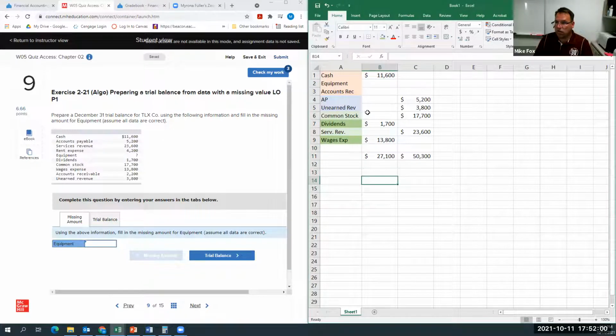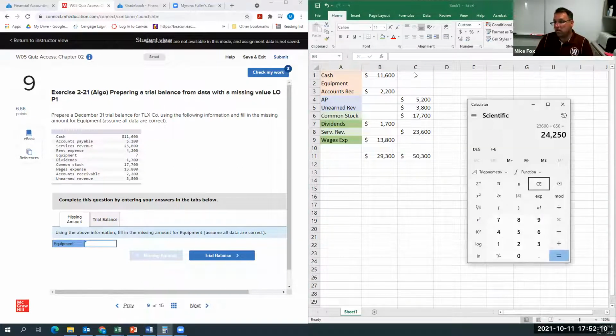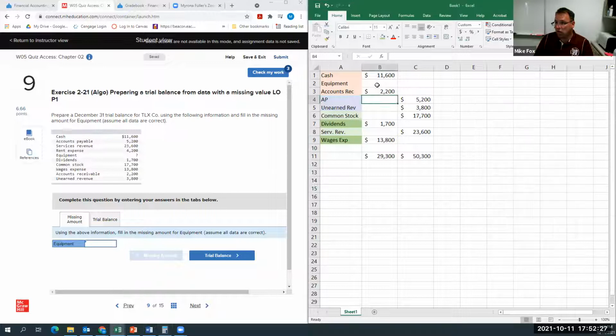I think I accidentally deleted accounts receivable, which had a 2,200 balance. All right, so if I bring up my calculator, my debits and credits need to equal each other, and my credit side is bigger than my debit side, so I'm going to take 50,300 from the credit side minus 29,300 from the debit side, and that's going to give me 21,000. That's the amount of my equipment, the missing item. So if I put 21,000 in there, I should balance now, and I do.